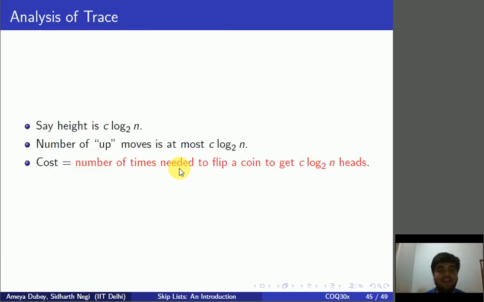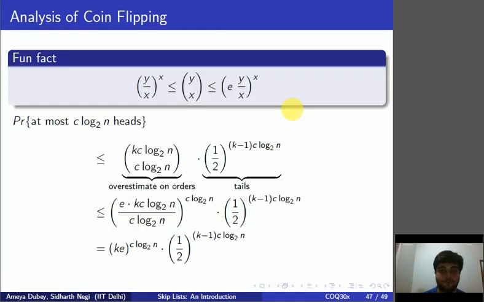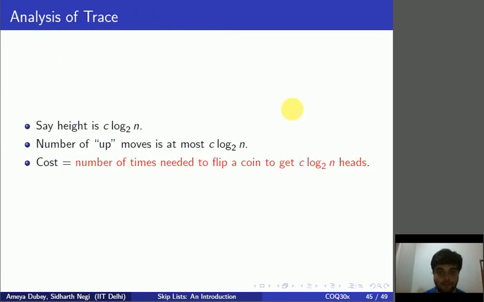So they say the height is c log n. So the number of up moves obviously can be at most c log n. So the cost now is the number of times needed to flip a coin to get c log n heads. Think about it. C log n is the height of the skip list. So the up moves can only happen when there are heads, and the heads are determined by the coin tosses, which again we saw the height here to be c log n levels. Yep, right here.